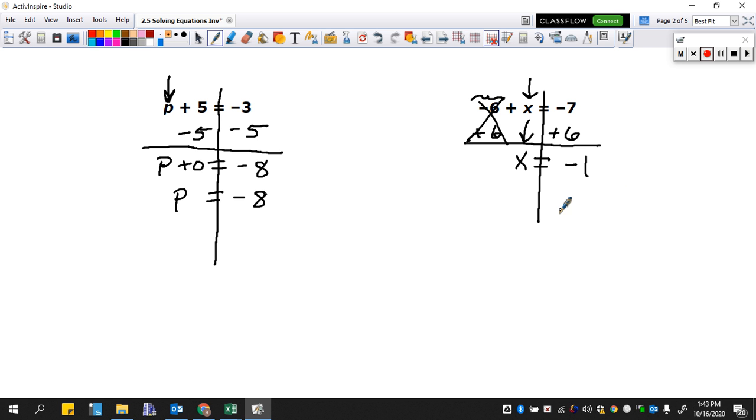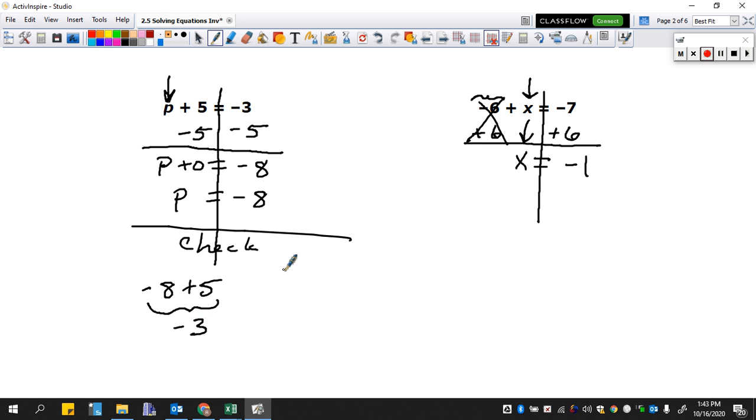Now on both of these, we can check them. To check the one on the left-hand side, we said that P is negative 8. Well, what is negative 8 plus 5? Negative 8 plus 5 is negative 3. And our original equation said negative 3. So that actually checks out.